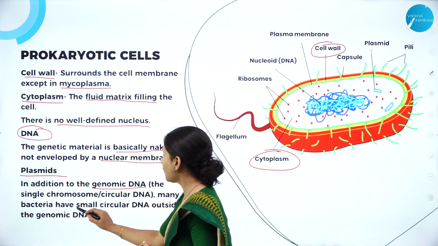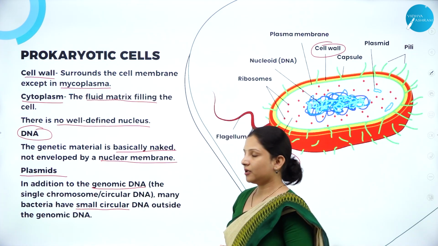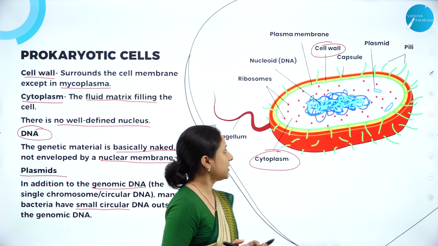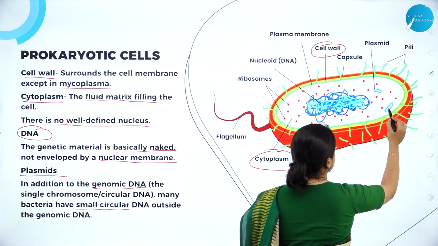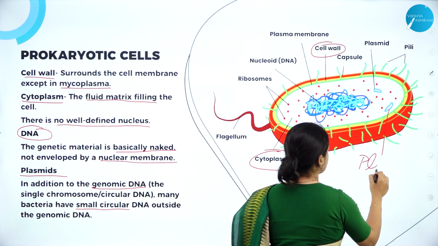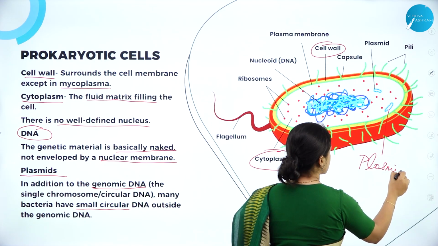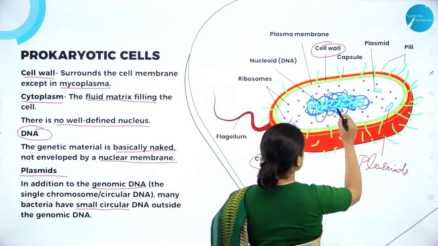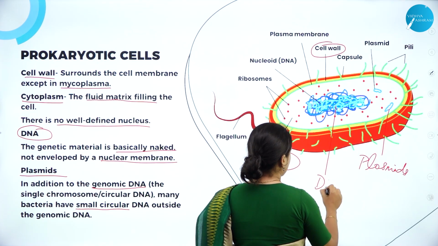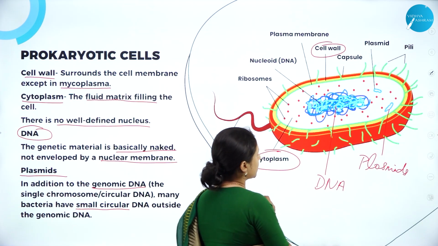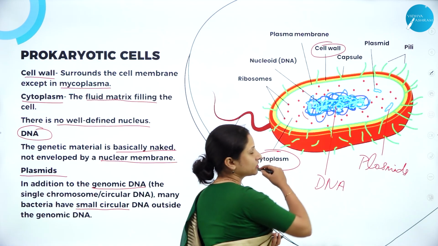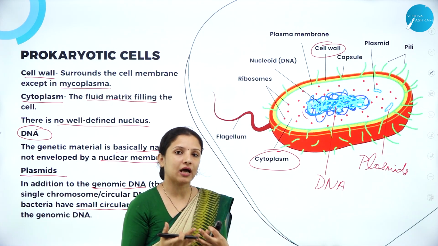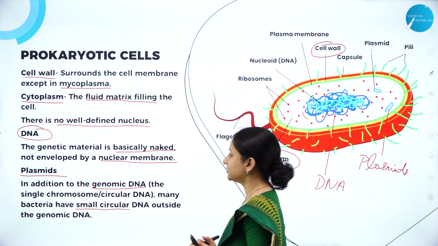So what are plasmids? Apart from the bacteria having the genomic DNA, they have some DNA which are small, circular in shape. So those are nothing but called as the plasmids. If you can see here, these are the plasmids. They are circular in shape, they are smaller in size, and this is the DNA. Now this DNA, that is the genetic material, is not covered by a nuclear membrane. So therefore it is naked. They do not have a true nucleus. That is why it is said so.